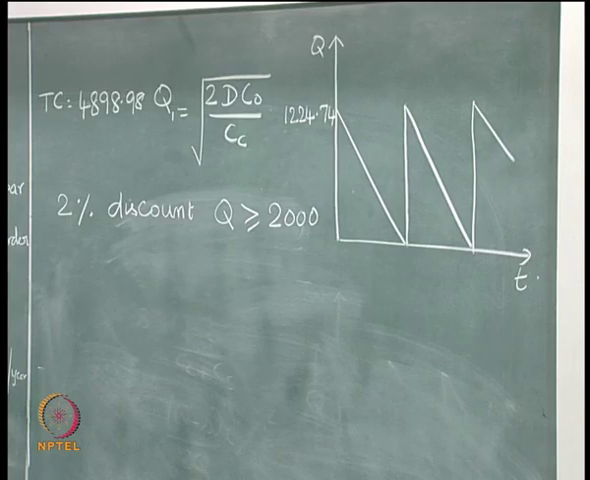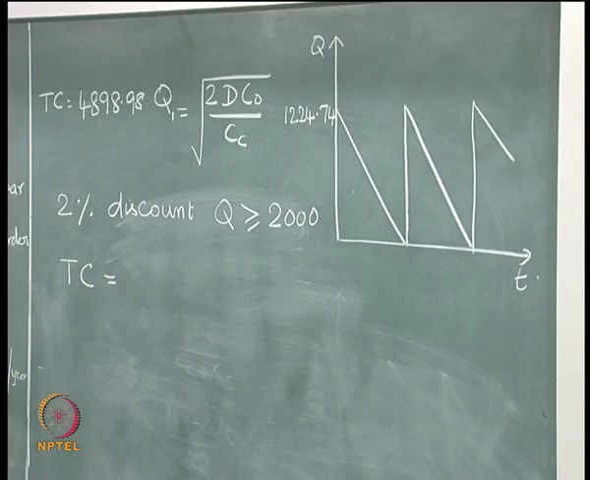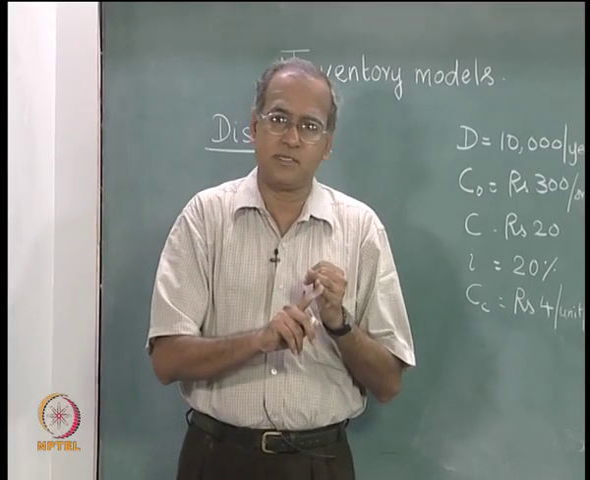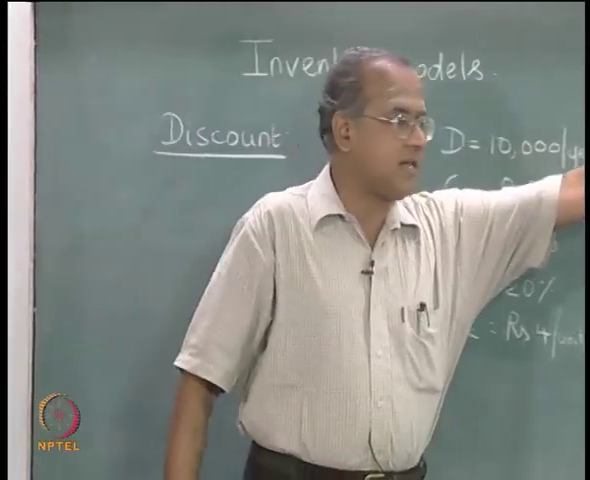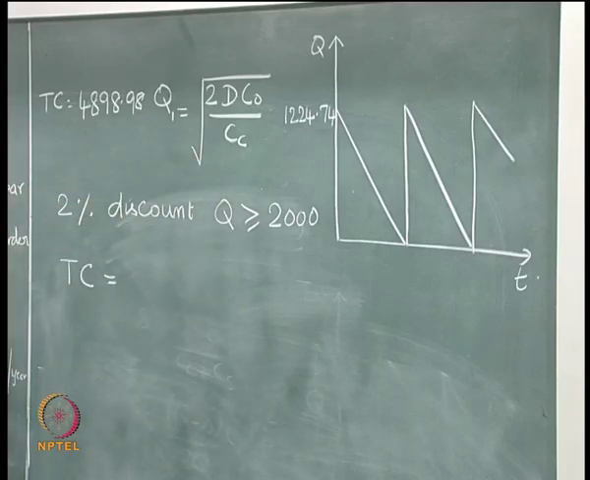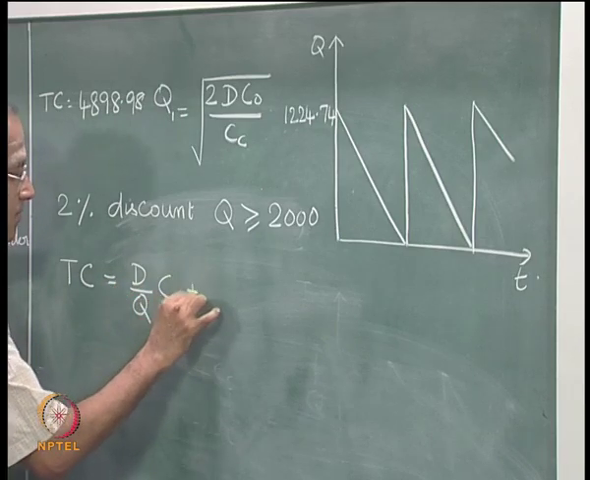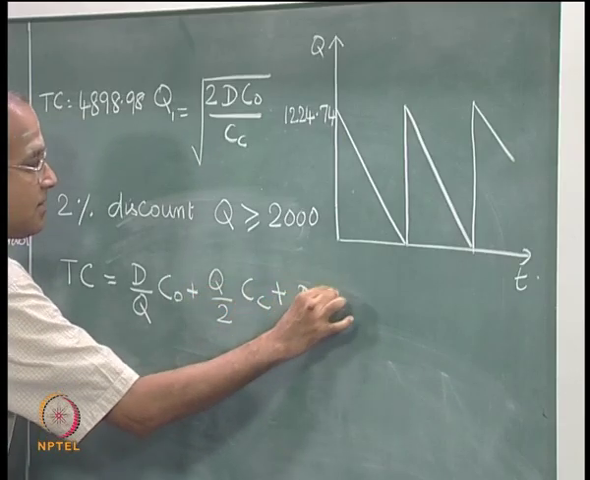Now, if we go back to the derivation of this Q1, when we derived the expression for Q1, we first said that there were 4 costs: the order cost, the carrying cost, the back order cost and the cost of the item. Now, this model does not allow back order. So, we looked at the 3 costs and wrote the expression TC is equal to D by Q into C naught plus Q by 2 into CC plus D into C.